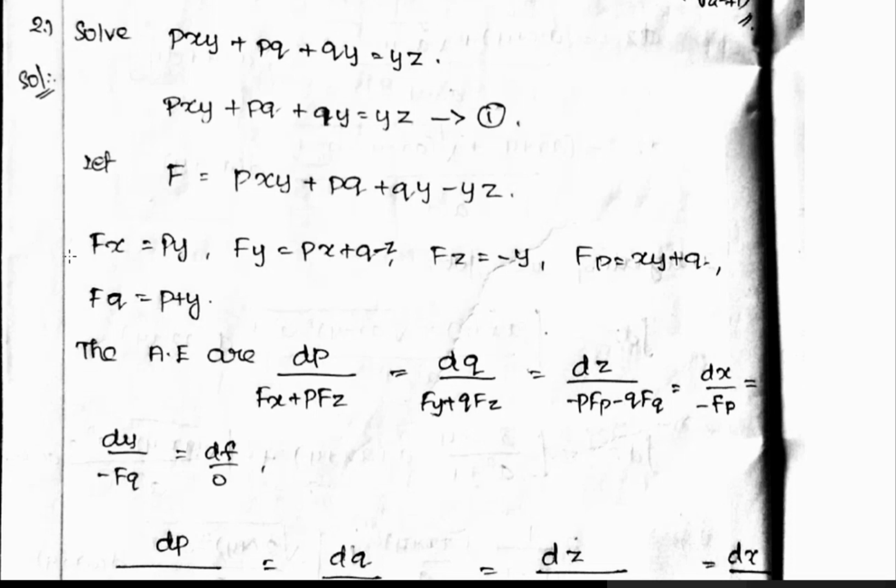Similarly, differentiate with respect to y. y is present in 3 terms, that is first, third and last. So you have to differentiate it. First term you get px, third term you get simply q, and the last term you get simply minus z. So fy is px plus q minus z. Similarly, differentiate with respect to z. z is in the last term, so you get minus y here.